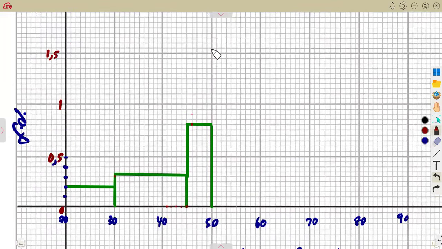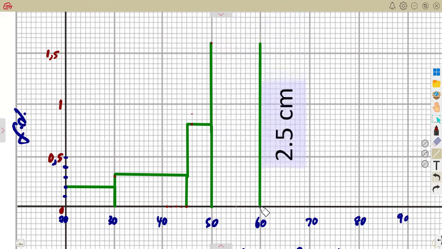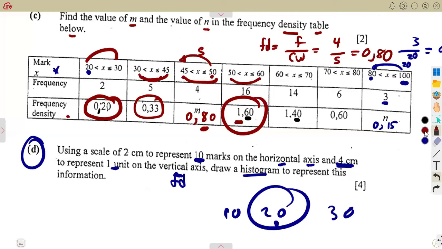Remember, this is 1.5 here. We are at 1.5. So 1.6, 2 boxes going up. Remember, it's 1. So that is where we are going to have it. So it's going to be 1.6 at 50, 1.6 at what? At 60. Then we can join like this. We've got our bar. 50 to 60 versus 1.6. And so on and so on.